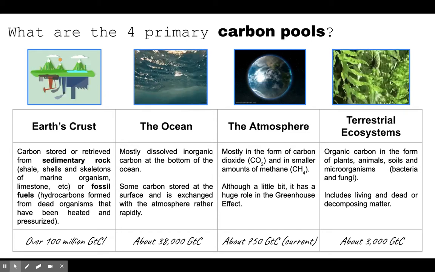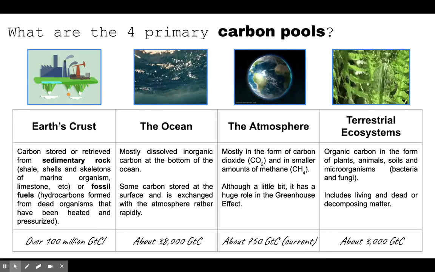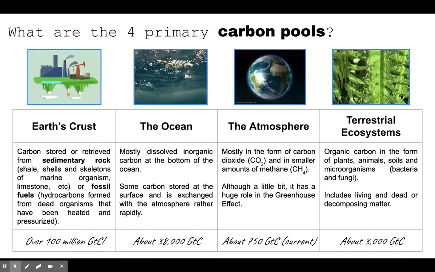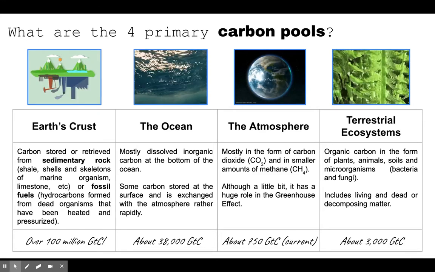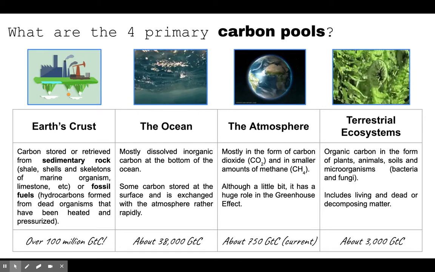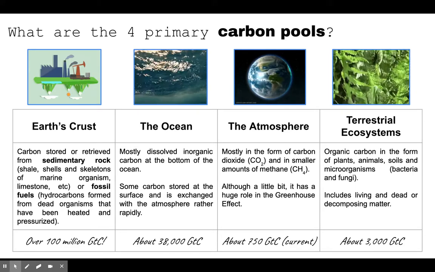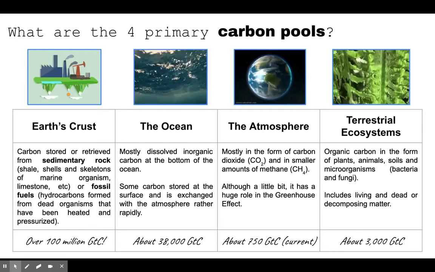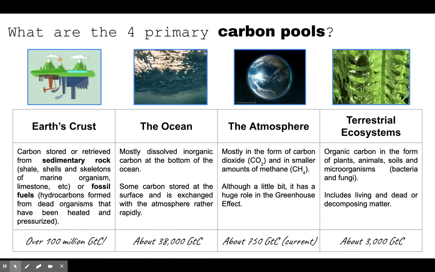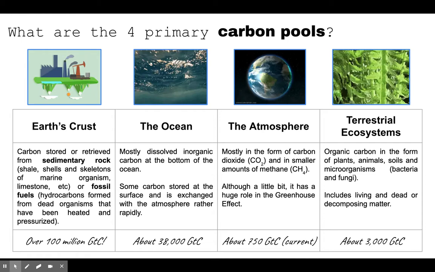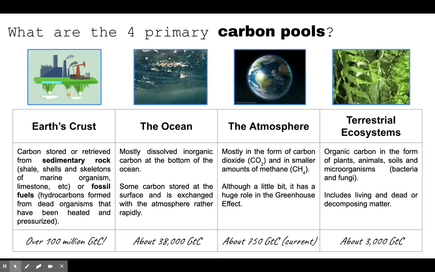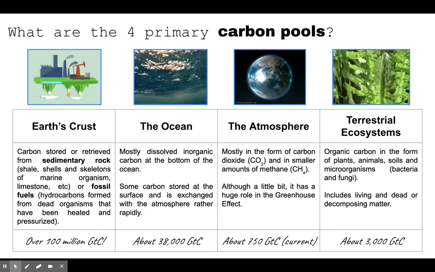There's 4 primary pools that we're going to be thinking about. The first one is the Earth's crust. Now, there's 2 kinds of things that store carbon in Earth's crust. The first is just straight up sedimentary rock, which, if you've forgotten or you don't know, is formed by layers upon layers of soil and other particles that are squeezed together under massive amounts of pressure in order to create things like shale or limestone. All right, so carbon can be stored in rocks like that.